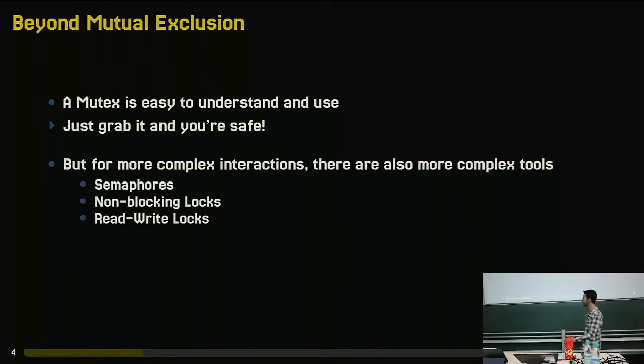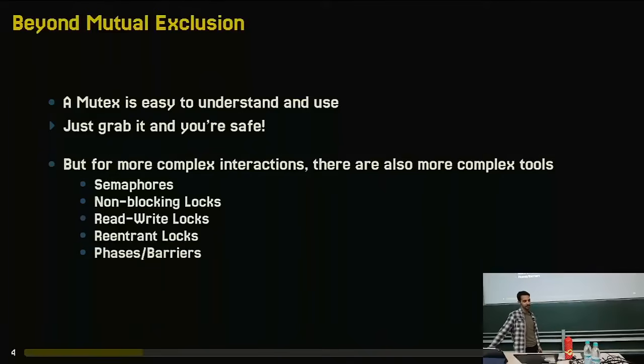There are also read-write locks to differentiate between read operations and write operations, where multiple read operations can occur concurrently, but if a write operation occurs, then also read operations have to be blocked. There are also reentrant locks. I think in Zig the mutex variant that is reentrant is called recursive mutex, because a thread can then acquire the lock multiple times, which would not work with the standard mutex implementation. There are also phases or barriers and so many more.